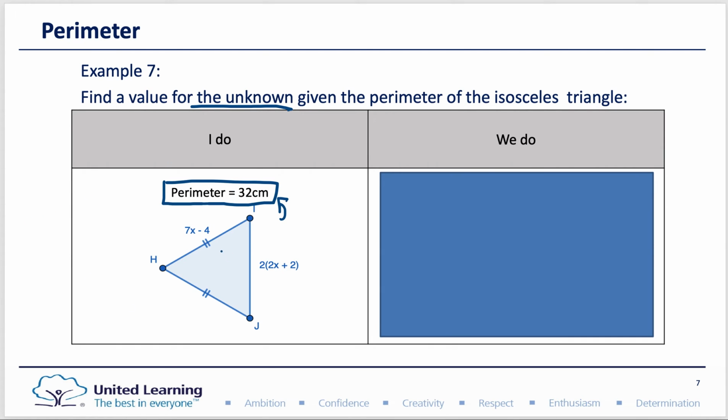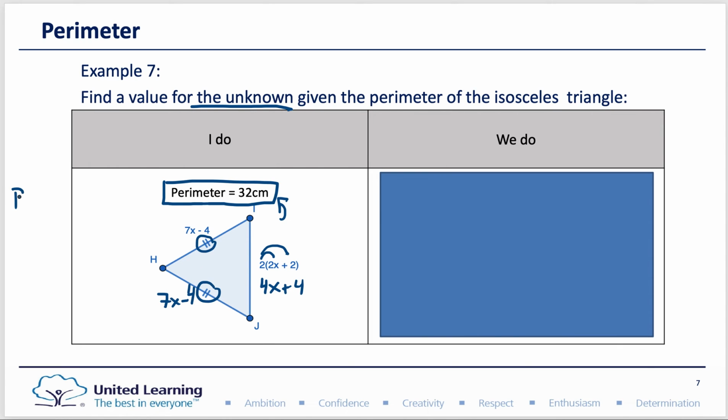How great is that? What do these tick marks mean in a diagram? I want you to think about these tick marks meaning that these two sides are the same. So 7x minus 4 represents both of these sides. We have an isosceles triangle. Let's go ahead and add up all of our sides. First thing I'm also going to do before I do that, I just noticed that this is still in a bracket. Let's expand that to get 4x plus 4.